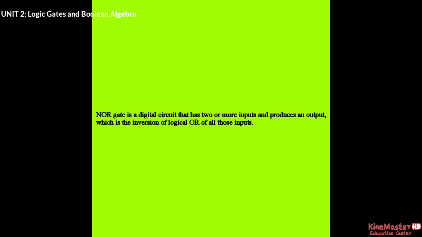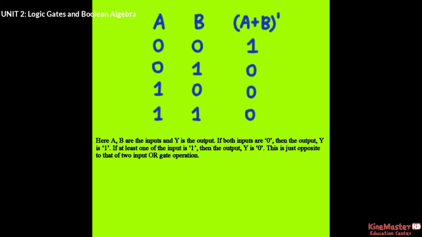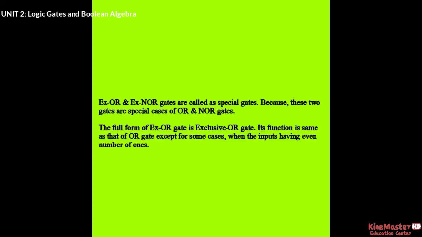A NOR gate is a digital circuit that has two or more inputs and produces an output, which is the inversion of the logical OR of all those inputs. Here A and B are the inputs and Y is the output. If both inputs are 0, then the output Y is 1. If at least one of the inputs is 1, then the output Y is 0. This is just opposite to that of the two input OR gate operation.